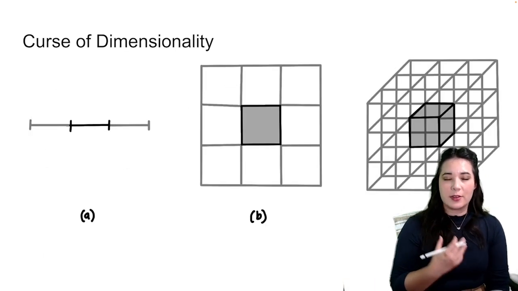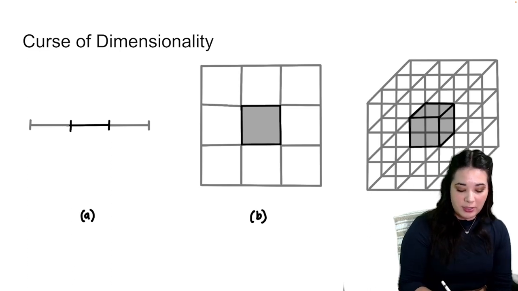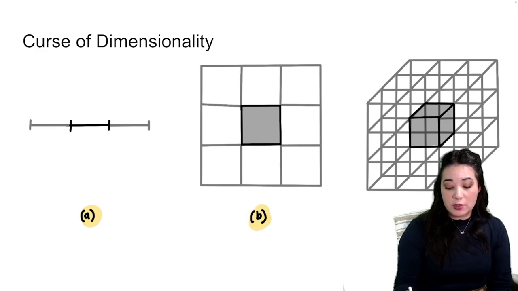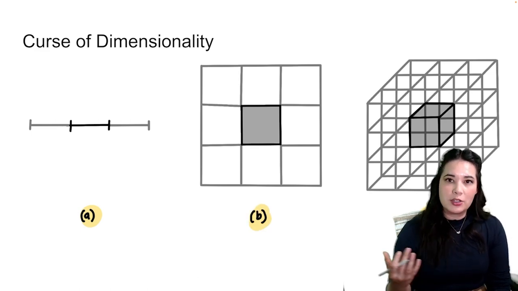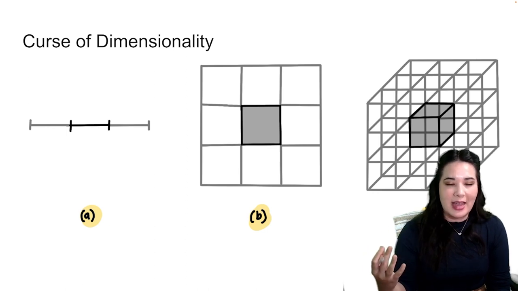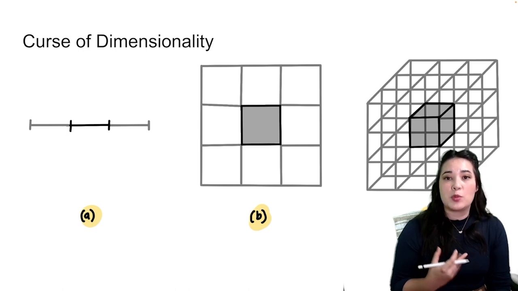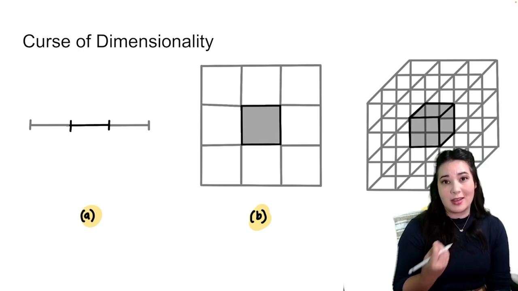This is because of the curse of dimensionality. If you think about different dimensions, like one dimension versus two dimensions versus three dimensions, the more dimensions you have, the more space just exists. And the more space there is to occupy, the less likely it is that data points will be close to each other in that space.